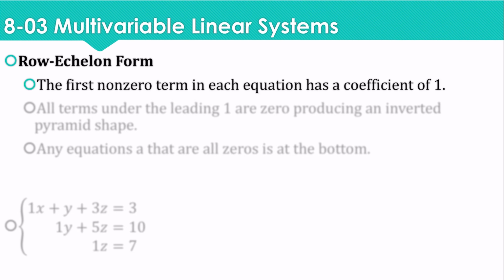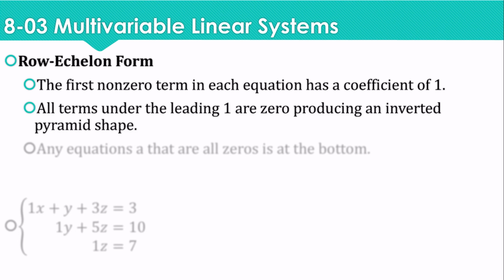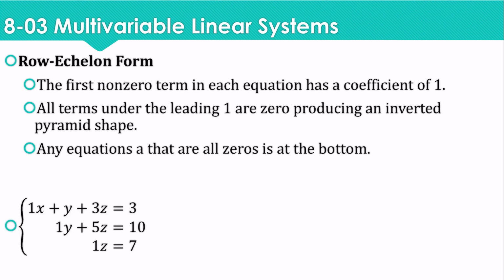For row-echelon form, the first non-zero term in each equation has a coefficient of 1. All terms under the leading 1 are 0, producing an inverted pyramid shape. And any equations that are all zeros are at the bottom. Something like this. Notice we have 1x, 1y, 1z. That's upside down and kind of makes this upside down triangle. That is row-echelon form.